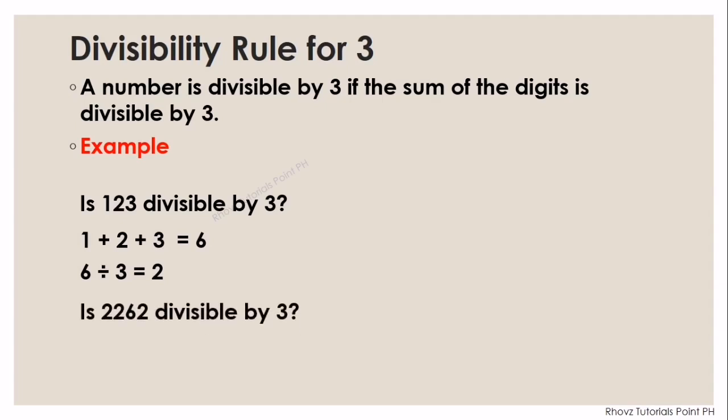Next, 2,262. So, i-add natin yung 2 plus 2 plus 6 plus 2. So, 2 plus 2 is 4 plus 6, 10 plus 2 is 12. So, 12 is divisible by 3 because 12 divided by 3 is 4. So, therefore, 2,262 is divisible by 3.